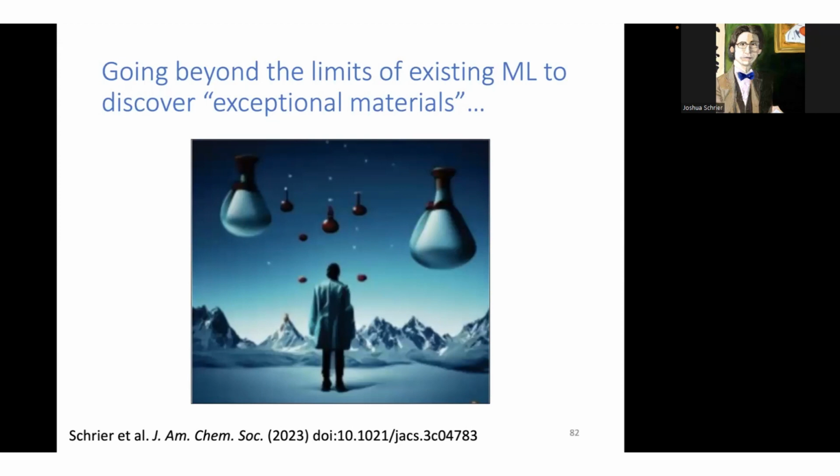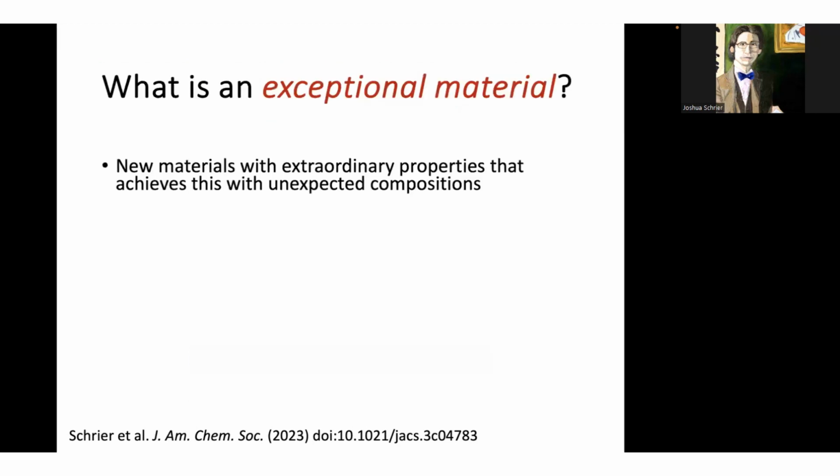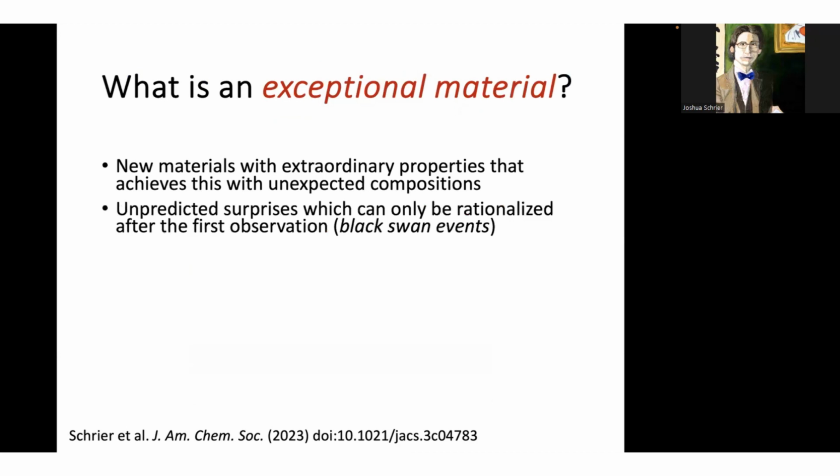But in some sense, it seems like there should also be harder problems out there. The harder problems are what we call exceptional materials, right? An exceptional material might be one with extraordinary or extreme properties, like a super hard material or a room temperature and pressure superconductor. Or maybe you achieve this with a very unexpected composition, like a new type of superconductor that used different elements.